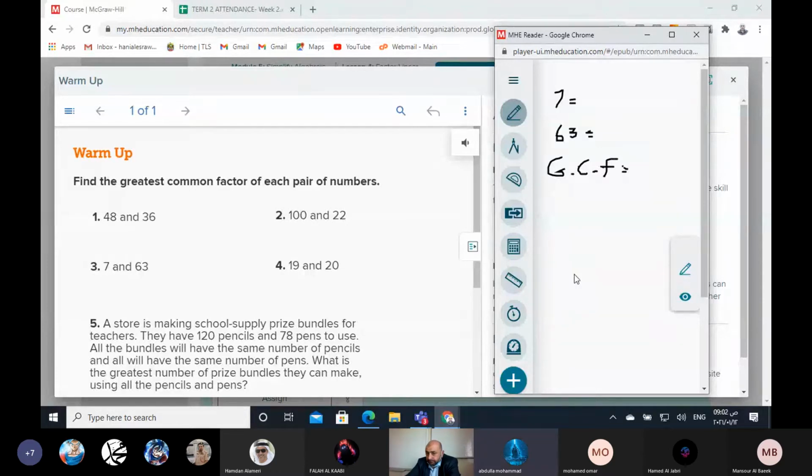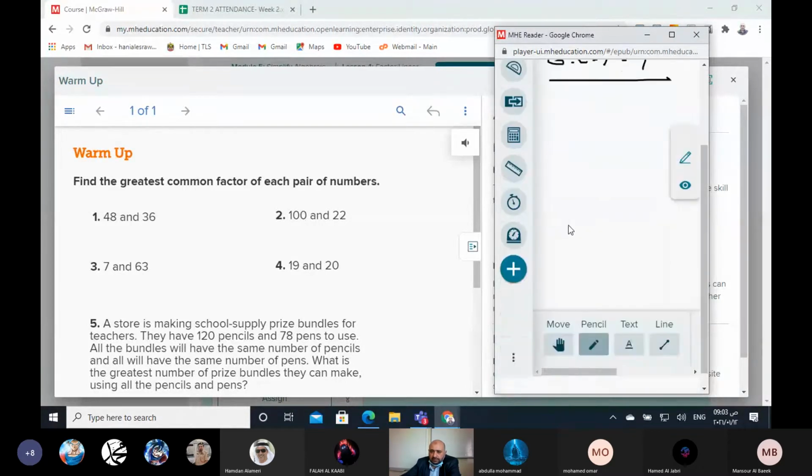The GCF is 7. Excellent. So this is very easy. GCF 7. Yes, great work. I can write 7 as 1 times 7, which equals 7, prime. And 63 will be, I can write it as 9 times 7 or 3 times 3 times 7. It's up to you. Now, as you see, the common factor here will be 7. So the GCF will be 7.